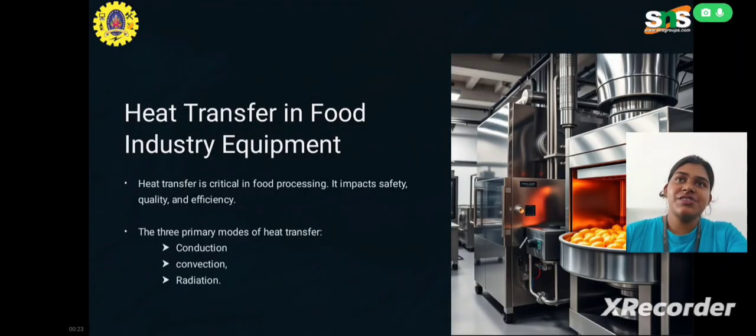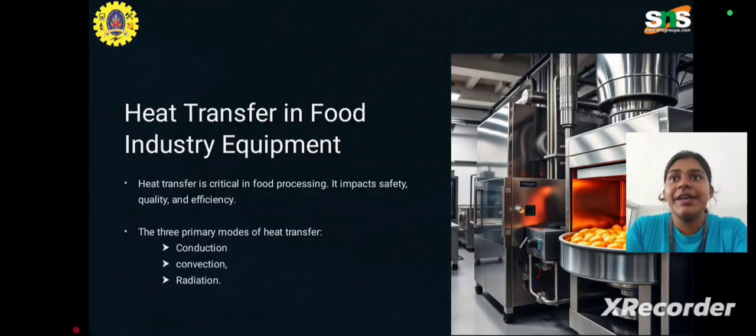So, heat transfer in food industry equipments is fundamental in the food processing industry, impacting the safety, quality and efficiency of the food products. So, understanding the heat transfer mechanism is vital for optimizing processes like pasteurization, sterilization, cooking and freezing.